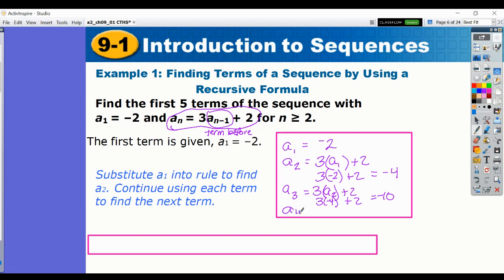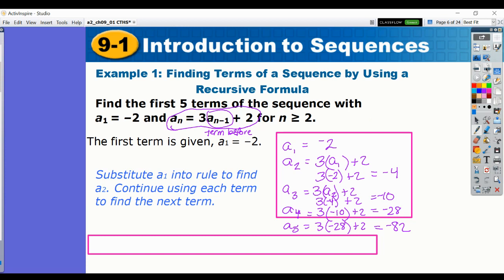And you can keep going. So you don't have to write this out every time. 3 times the term before. Let's just plug it in there. Negative 30 plus 2 is negative 28. And then to do one more, a sub 5, we would do 3 times negative 28, the term before, and then add 2, which is negative 82. So this is called a recursive formula, and it relies on the term before.